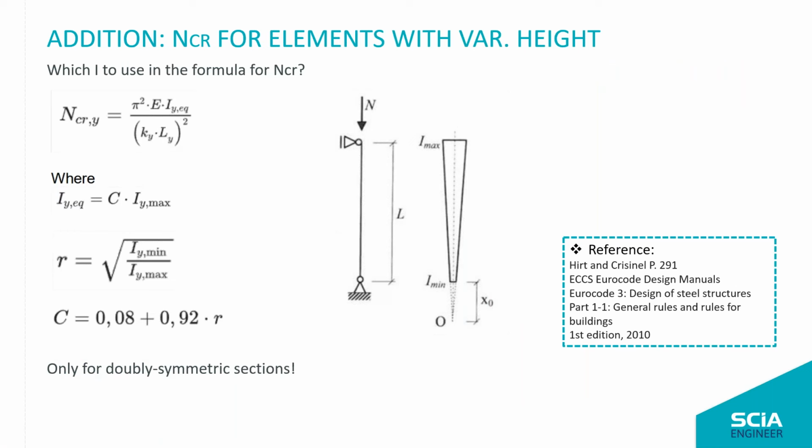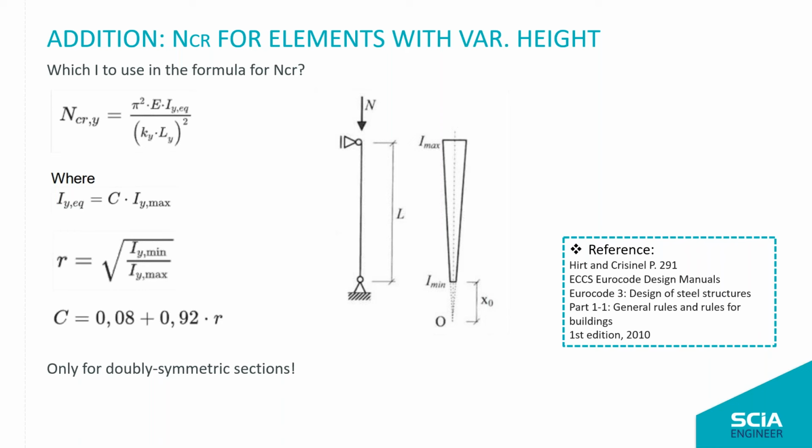Okay, another thing about flexural buckling is the calculation of the critical value if we have members with a variable height. Because the critical force is given to us by some of the section properties and then our buckling length, and all of them are quite fixed except the inertia around the axis. This one varies if you have a variable section along the height. So which inertia should we use here to have a critical normal force?